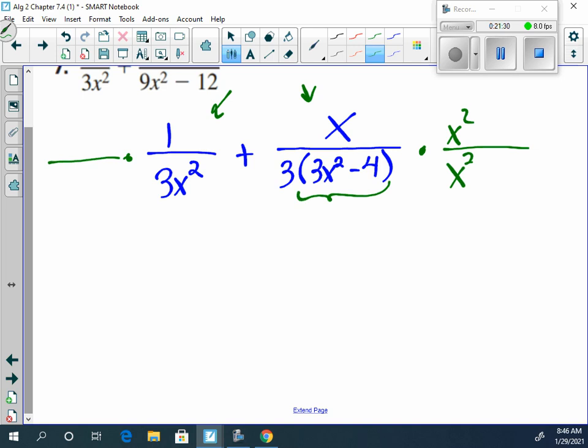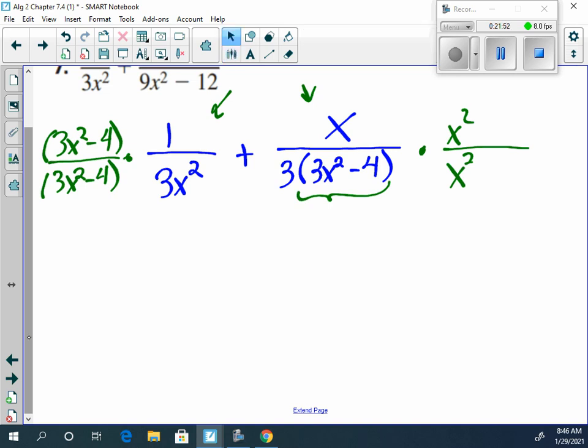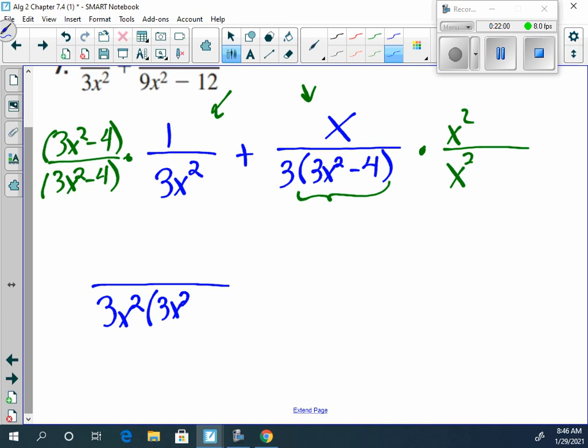Now the one on the left is missing the whole 3x squared minus 4. So even though they both have an x squared, it's the placement of that x squared that makes the difference. So we're going to treat the 3x squared minus 4 as a single term. Now this makes the denominator 3x squared times 3x squared minus 4.